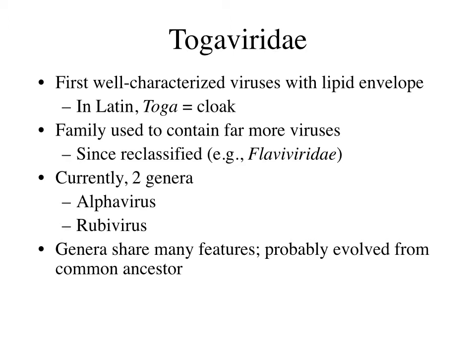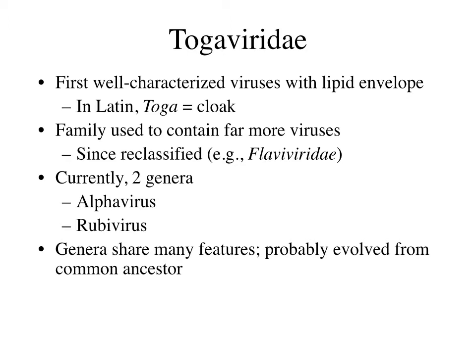Alphaviruses get their name from the Greek letter alpha because they were once group A arboviruses. Members of this group grow easily in cell culture, and there are many animal models, so this group has been really well studied. Now we have the rubivirus also on this slide.